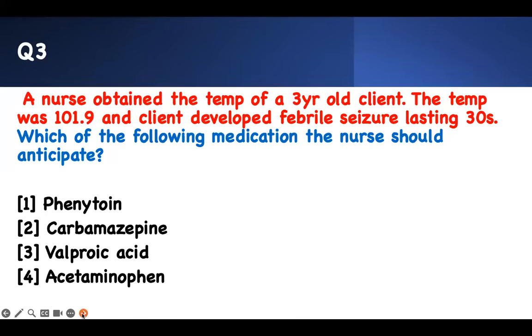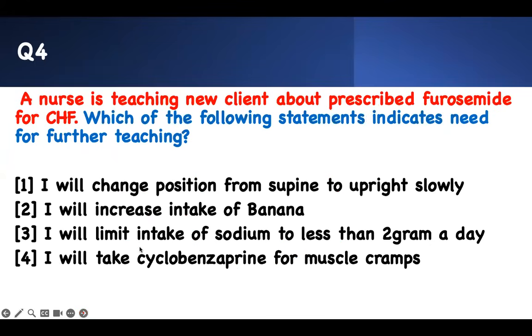So, number 4. And then she's teaching a new client about prescribed furosemide. So, he's on furosemide. What teaching do you provide? Which of the following statements indicate need for further teaching? That means you say something and the patient did not get it. They're saying the wrong thing.